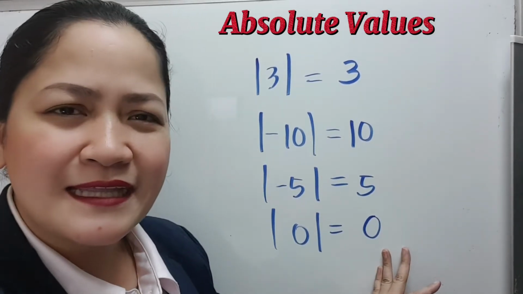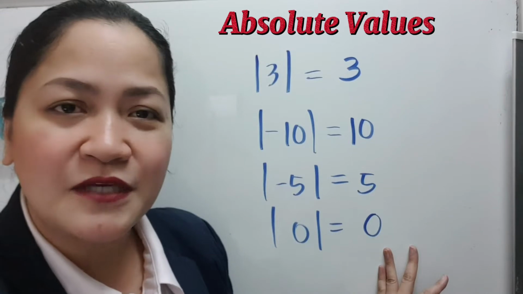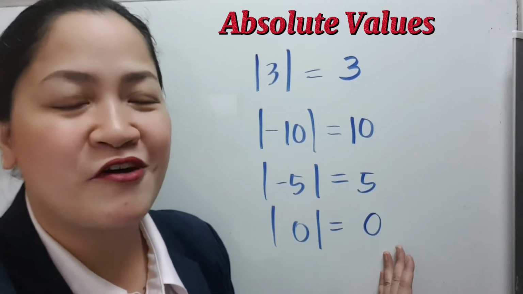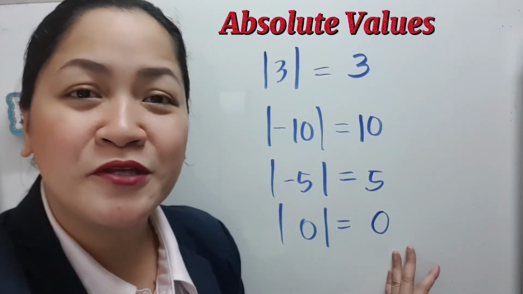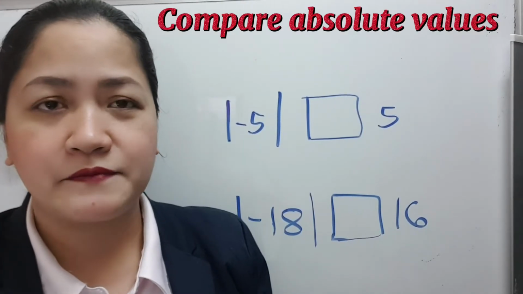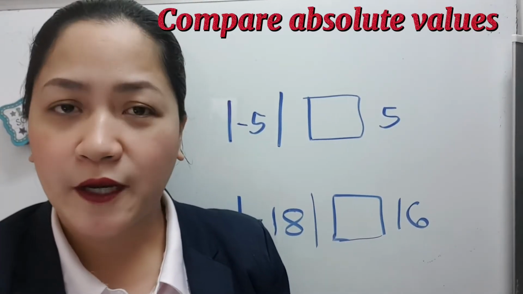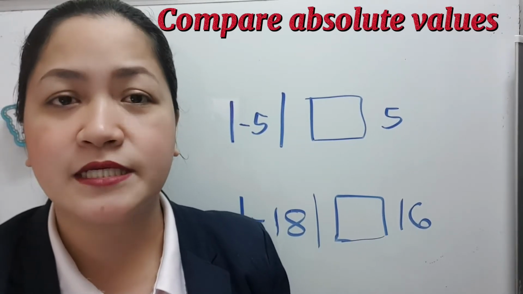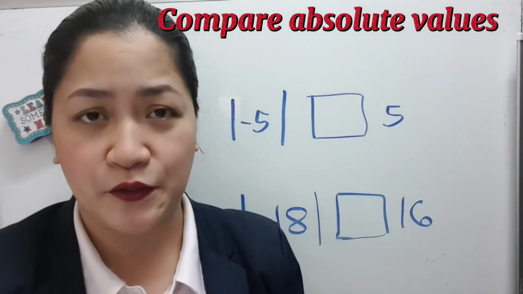Why is that? It is because the absolute value is its distance from 0 on a number line. And remember, we don't have a negative distance. Now let us compare absolute values. When you compare absolute values, be sure to answer the absolute value first before you compare.